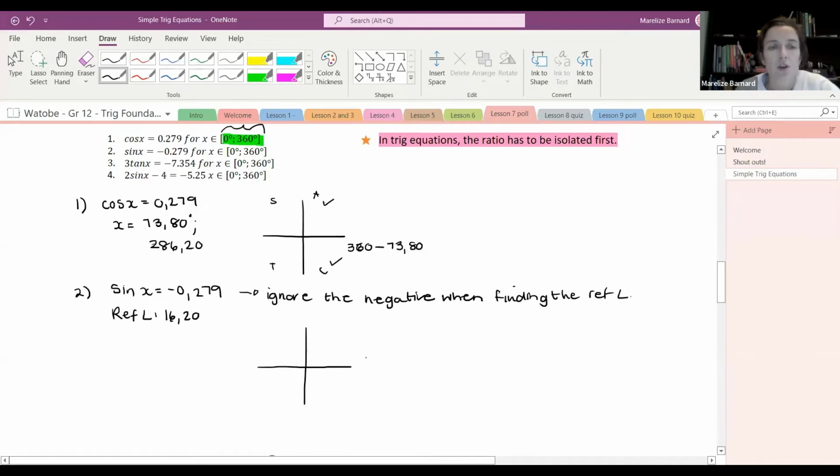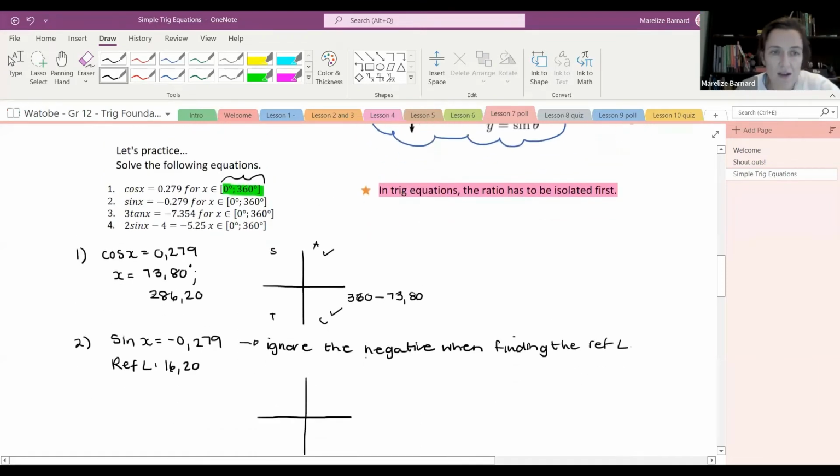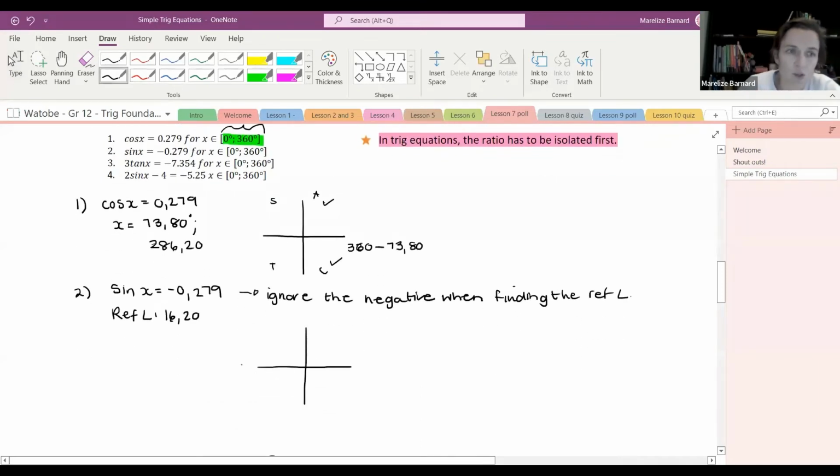So in which quadrants will sine be negative? Pop your answer in the chat if you know. Second and third. Thanks, Jared. You were first to get there. Sine is not negative in the second and the third. Sine is negative, yes, in the third and the fourth.